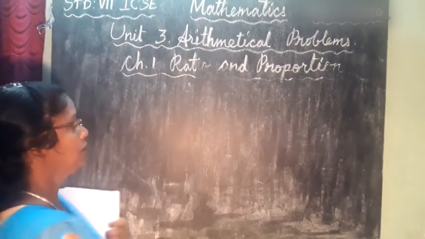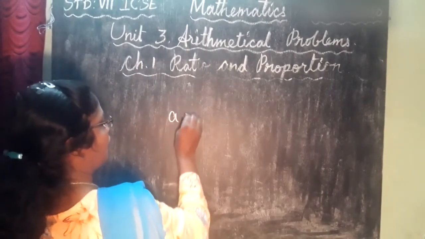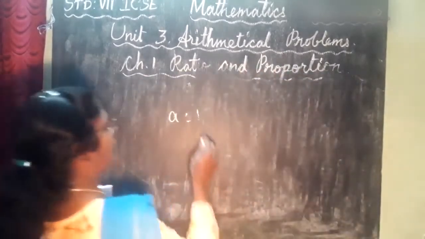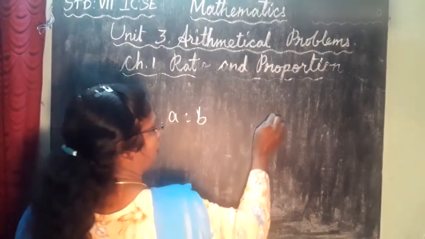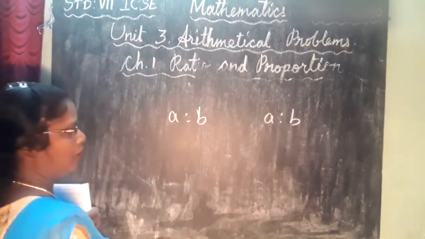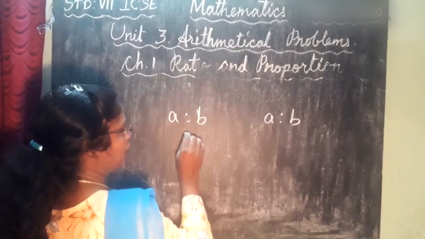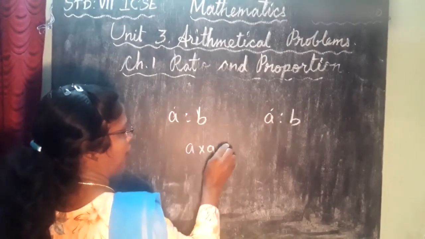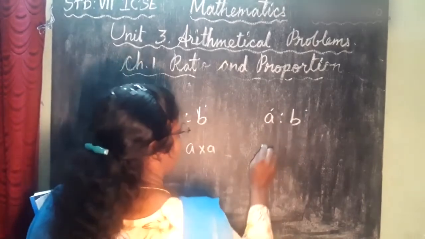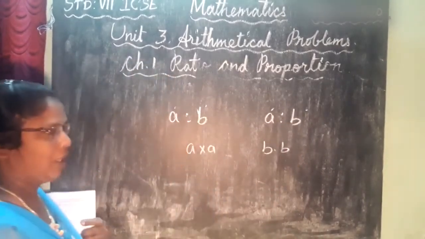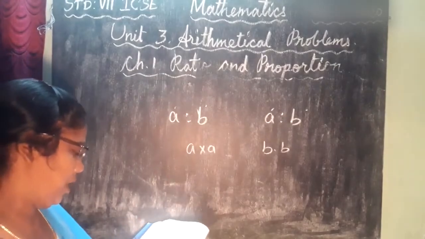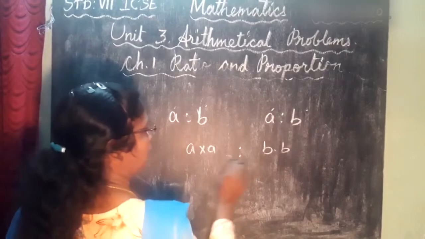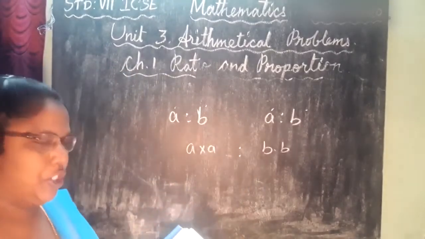Already I said, isn't it? Suppose two ratios are given, A is to B and another ratio A is to B. When we compare and do this, if we multiply the first term and the first term, A into A, and B into B, the second term and the second term, then it is said to be a compound ratio.